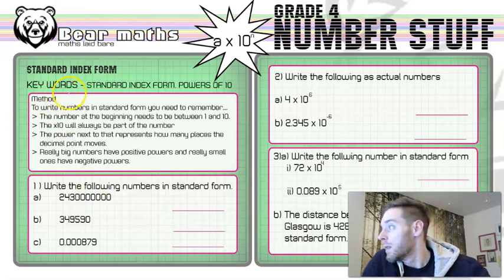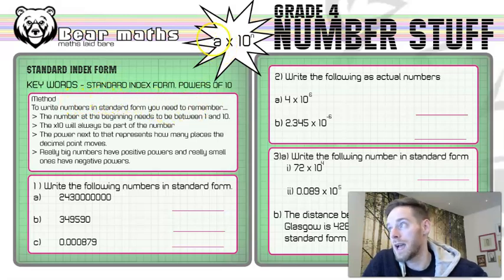Now, the method. You've got to write numbers in standard form. You need to remember that the number at the beginning needs to be between 1 and 10. So this A up here is between 1 and 10. There's always going to be a times 10 part, so it's always going to have times 10 to the power of something. So I've put a little power of n. Now the power is the number that represents how many places a decimal point moves, and you'll see this in the examples in action. Really big numbers have positive powers and really small numbers have negative ones.